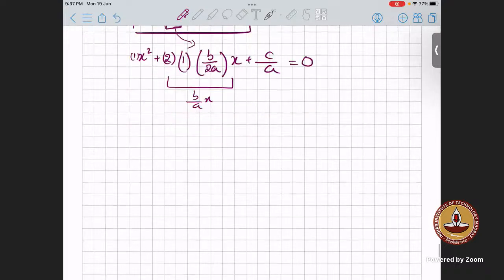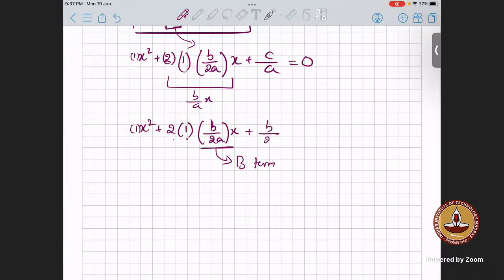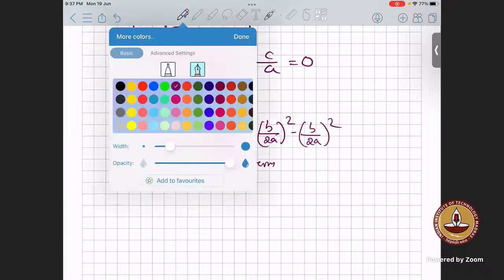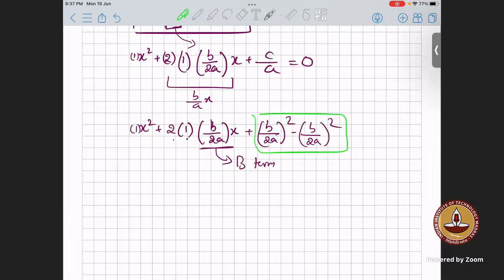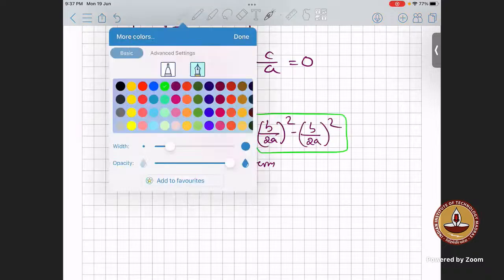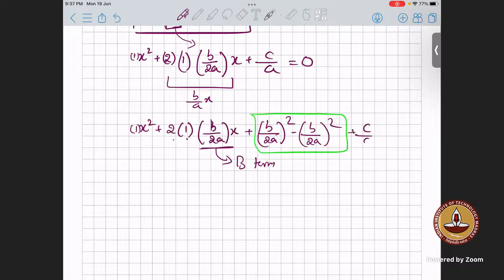Now x square plus 2 into a into b by 2a into x. Now what I'm doing is, I'm a pretty lazy fellow. I know this is the capital B term, because 2a is 1, so this is b. So what I'm doing is b by 2a, adding b square, subtracting b square. Agree? In b square, I am putting the same, plus c by a equal to 0. Agree?